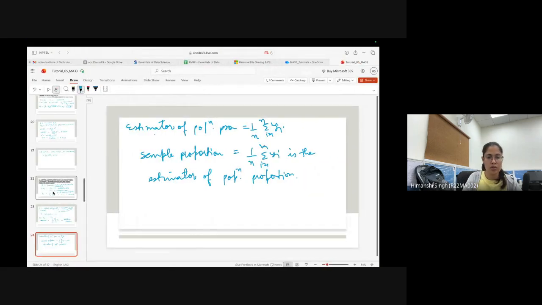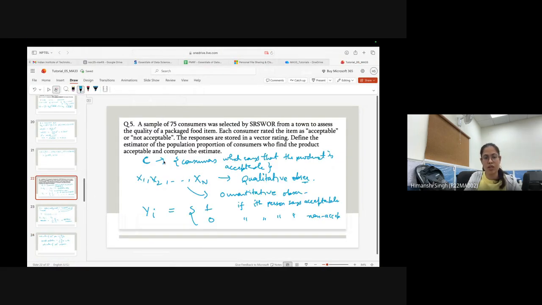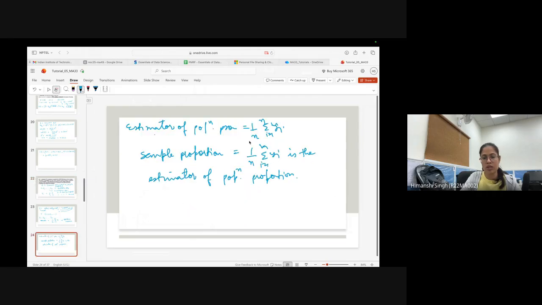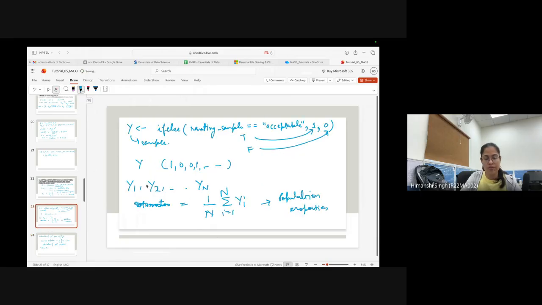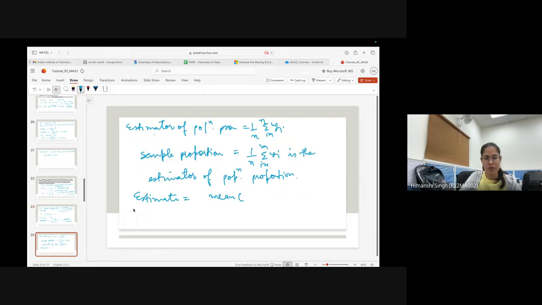So the question is basically asking what is the estimator. So the estimator will be this. And what will be the estimate? The estimate will be the mean of y. And in R, I have named it x, so that's why I have written the mean of x. So it is 0.72. Okay, small y I should write.